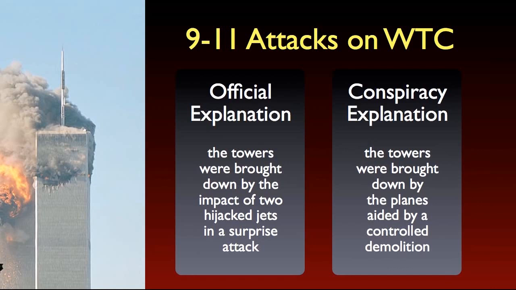So you've got the official explanation, and you've got an alternative explanation which involves a conspiracy among various parties, including the US government, to stage the event, and a conspiracy to cover up the government's involvement in the event. This gives a nice example of the kinds of theories that we're talking about.